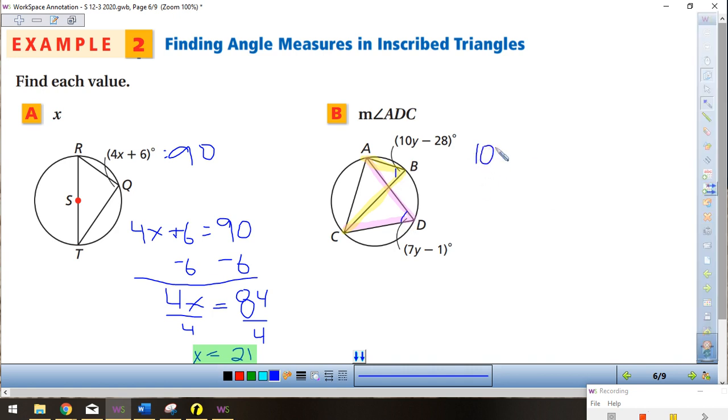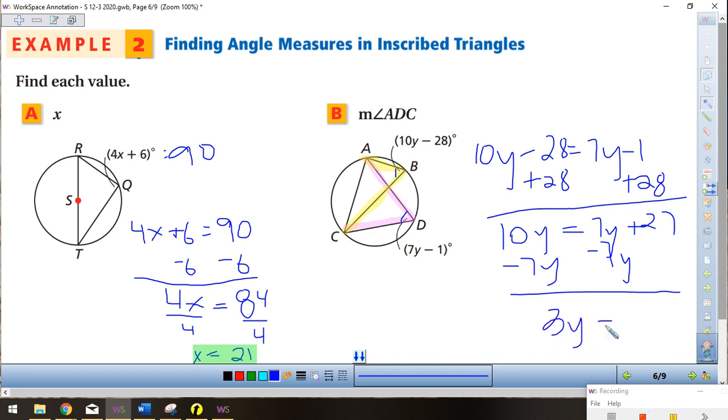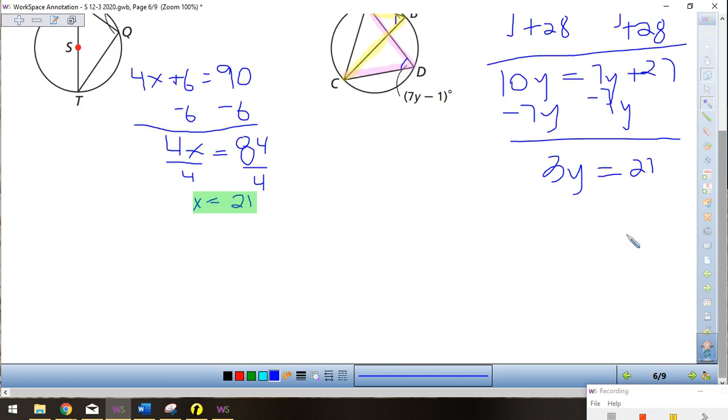All right? So because I know those angles are congruent, I can set them equal to each other. So I can say that 10y minus 28 is equal to 7y minus 1. And then you just solve. So I'm going to add 28 to both sides. That gives me 10y is equal to 7y plus 27. Then subtract your 7y on both sides. So we're going to get that 3y is equal to 27. And finally, you're going to divide both sides by 3. You're going to get that y is equal to 9.